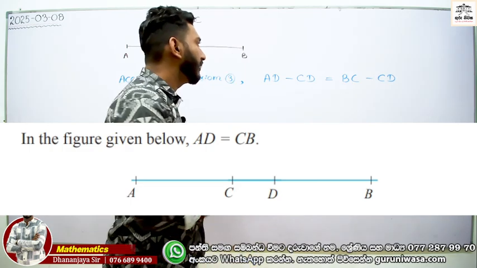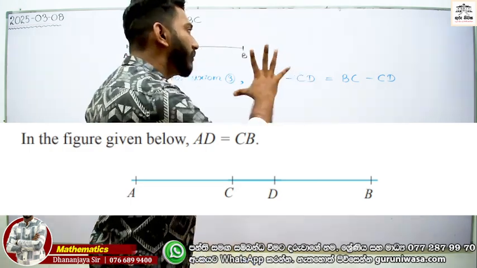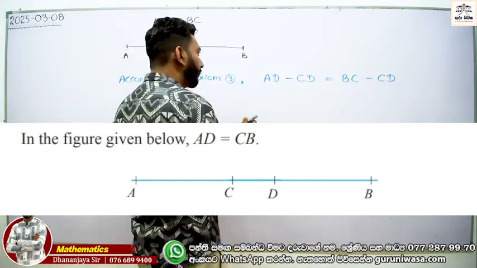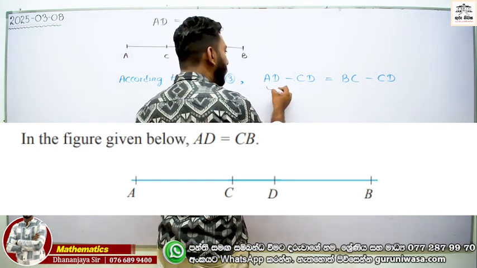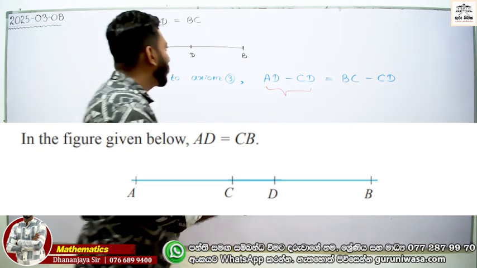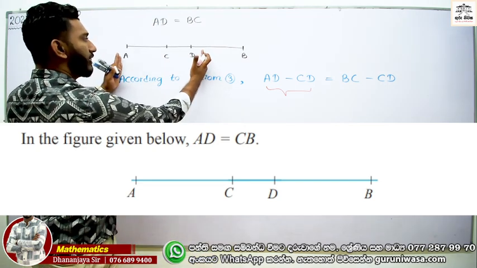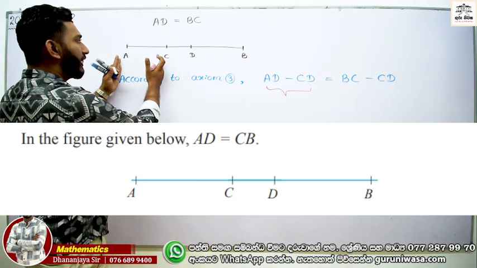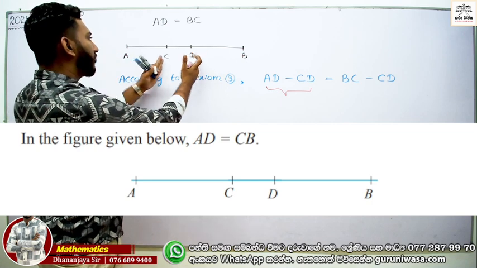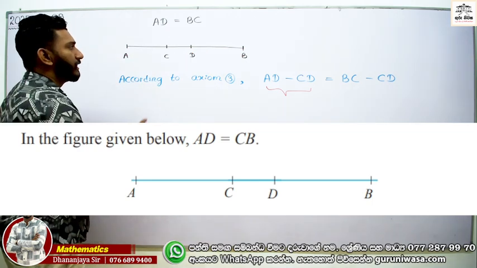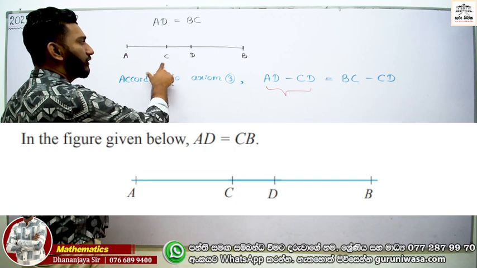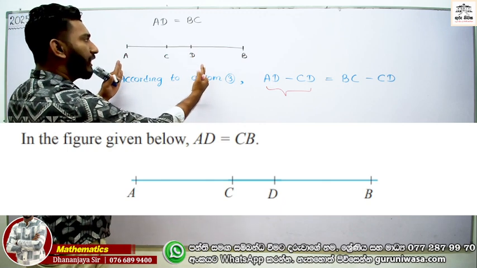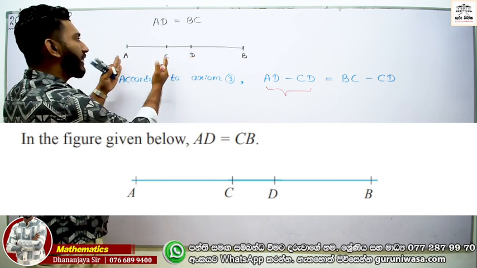Now what is the answer? These two things become equal according to the axiom number 3. Therefore, now tell me, AD minus CD equals, look, AD is this one, AD minus CD. What is the answer? From the total AD, we subtract CD. Tell me the answer. CD subtracted from AD. If we remove CD from this whole length, what answer do we get?